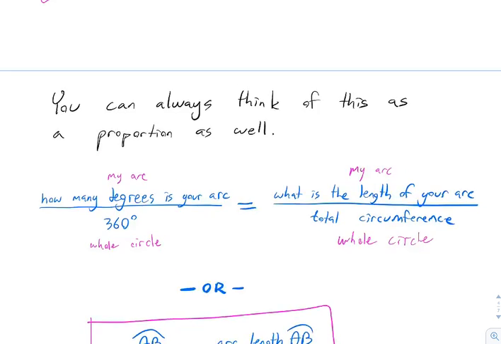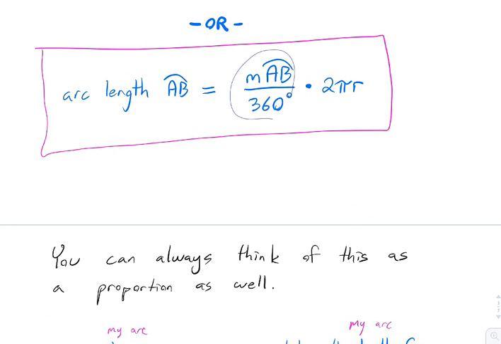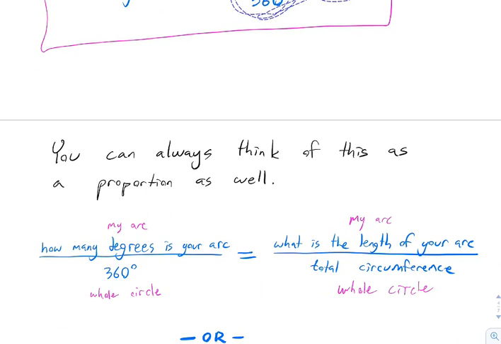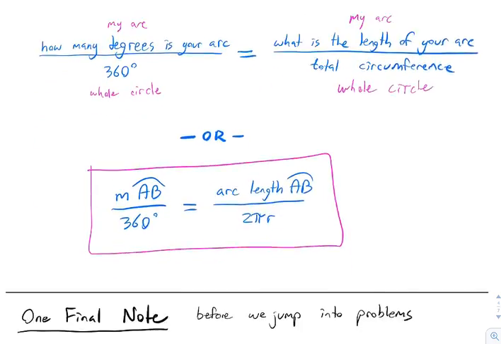You could use it as a proportion, or just always remember what fraction of the circle I'm dealing with times the entire circumference of the circle. Okay, so that's it. I want to mention just one last little note here, something we've used a lot in trig, so I don't want this to be a sticking point.